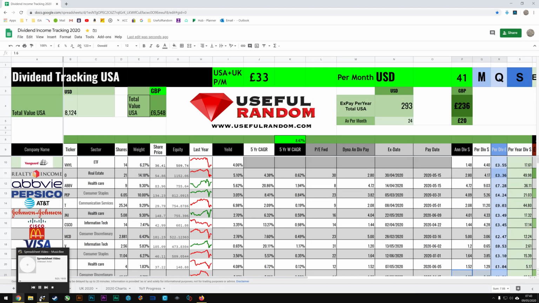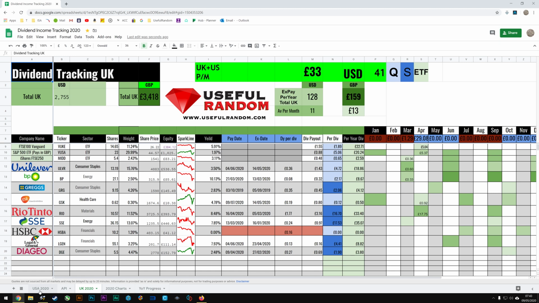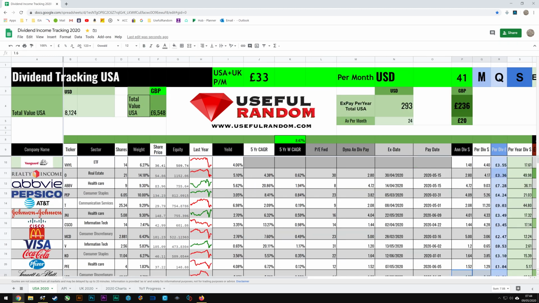So here we are in Google Sheets. I have my portfolio split into US stocks and UK stocks on separate sheets. ETFs are also included in this.